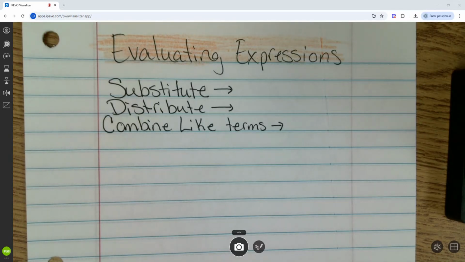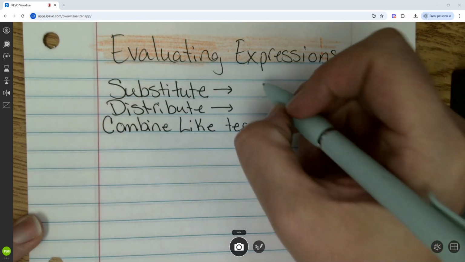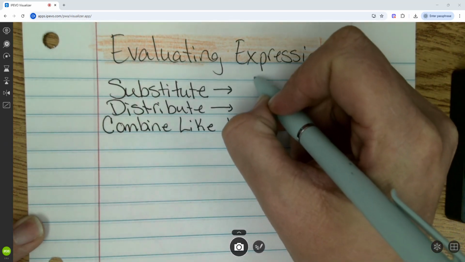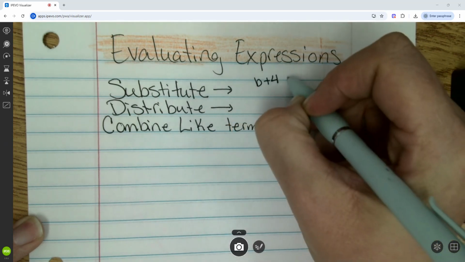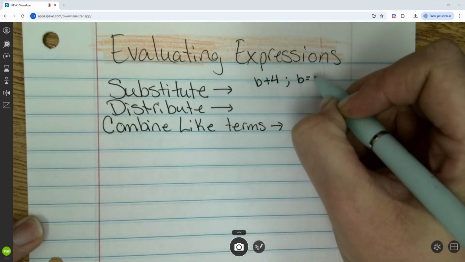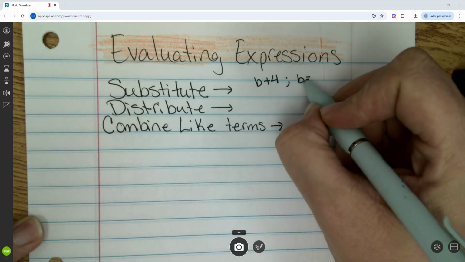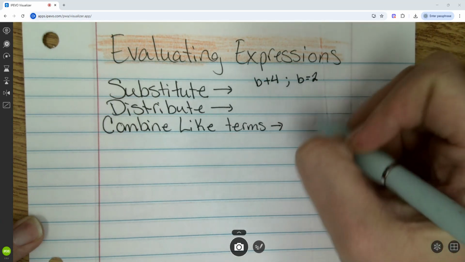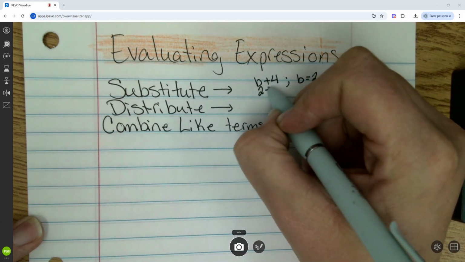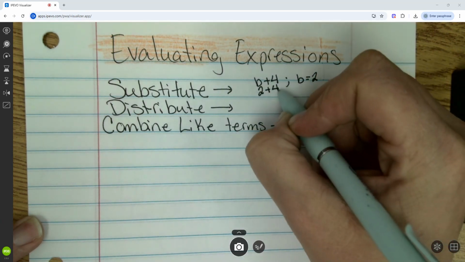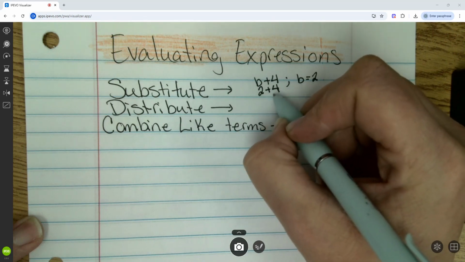Evaluating expressions. To be able to evaluate expressions, we need to review how to substitute. For example, if it says b plus 4, it has to tell you what to plug in for b for us to solve it down to one term. So they might say b equals 2. So we would just substitute 2 for b, rewrite it, and then use order of operations to solve.